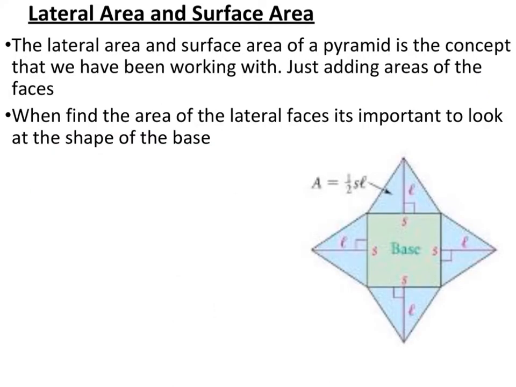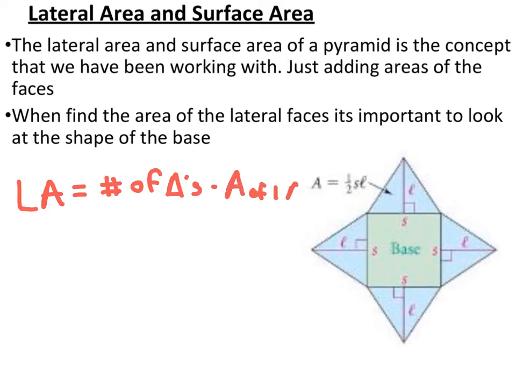In order to calculate the lateral area and the surface area, the concept we have been working with is just adding the areas of the faces. When we find the area of the lateral faces, it's important to look at the shape of the base. Now, the lateral area is all just a bunch of triangles. And again, typically ours is going to be a regular pyramid, so they'll all be the same. So we can calculate the lateral area as the number of triangles times the area of one triangle.